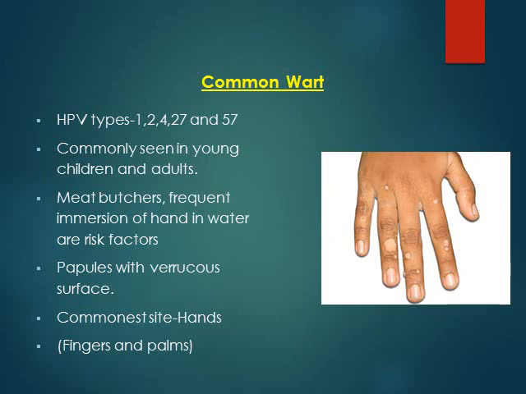These are commonly seen in young children and adults, also in people who commonly touch meat and immerse their hands in water, and other risk factors. What you see is papules with a verrucous surface, very commonly seen on the hands, especially on the dorsal aspect of the hand.